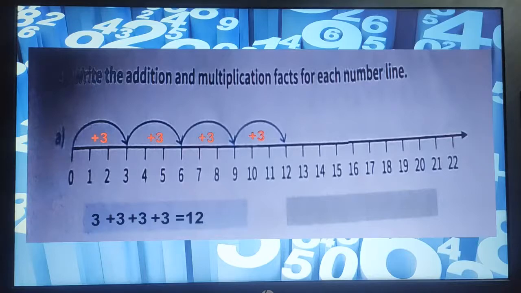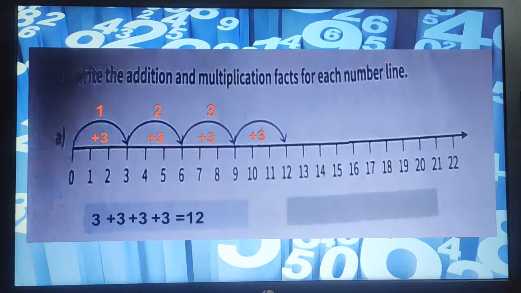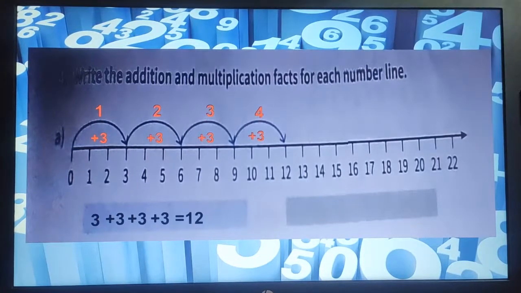So addition factor we have already written. Now multiplication factor, how we will write? Let's count 1, 2, 3, 4. 4 times jumping it has done. 4 times 3 gaps is taken here. So we will write 3 into 4, that is equals to 12. This is how we can write addition and multiplication factor from the number line.